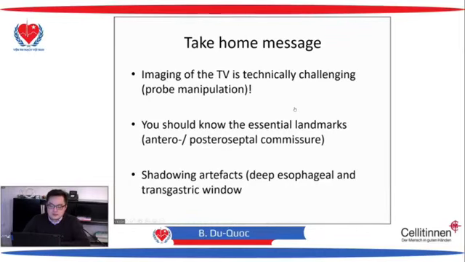dangerous in this area. And to do tri-clip, you should know some essential landmarks. I told you the anteroseptal and the posterior commissure, to have a good orientation, to position your clip in line. And if you have shadowing artifacts, you have to get a good deep esophageal or a transgastric window for guiding the procedure.